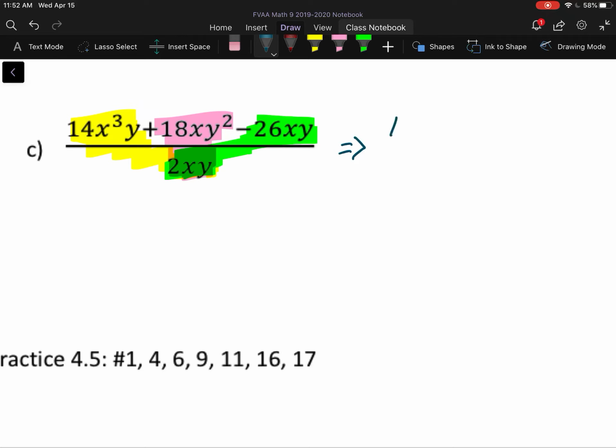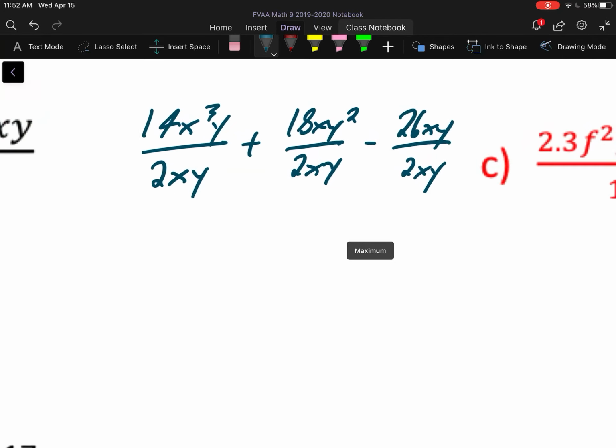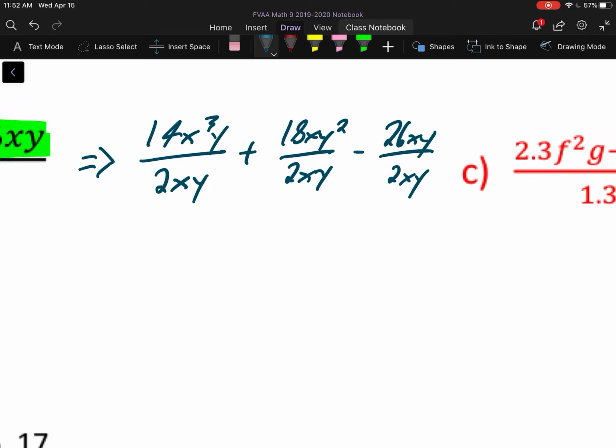So I have 14x cubed y divided by my denominator of 2xy, and then plus 18xy squared divided by 2xy, and then minus 26xy divided by 2xy. Okay, so again, I've distributed my denominator to each term in the numerator, and then I just divide these monomials. All right, 14 divided by 2 is 7. X cubed divided by x to the 1 is x squared, right? And remember, you subtract the exponents using those exponent laws, and then the y's just cancel out.